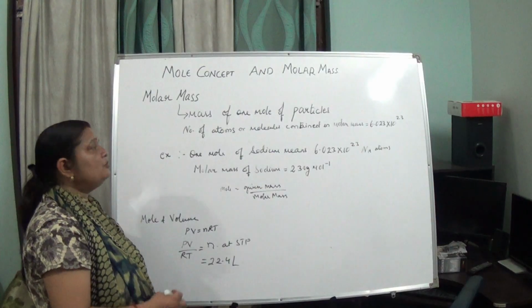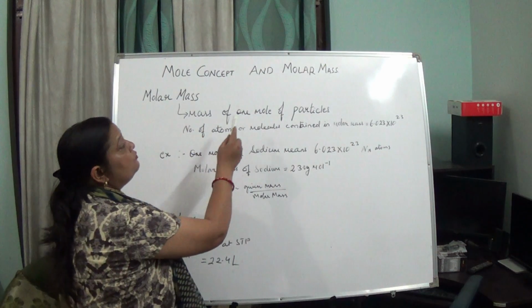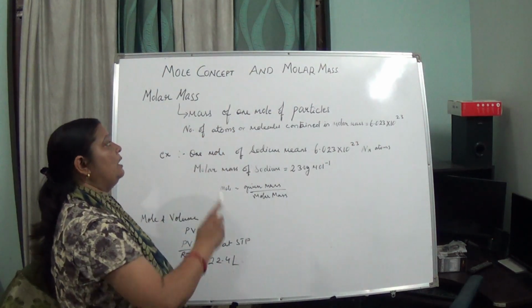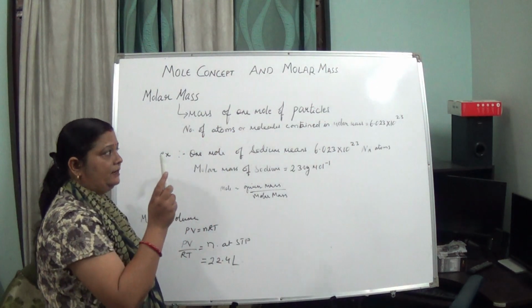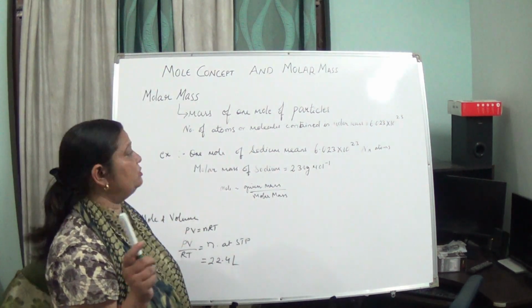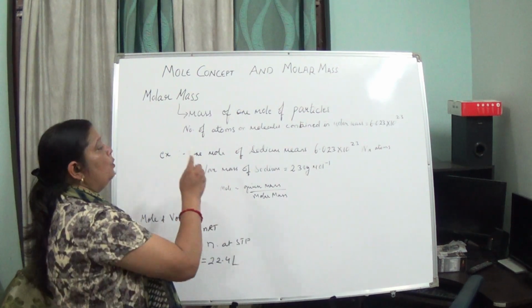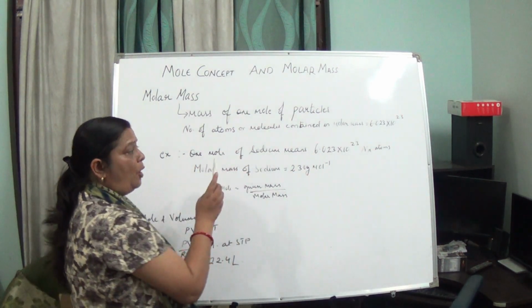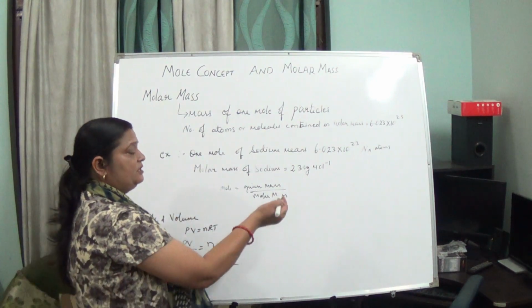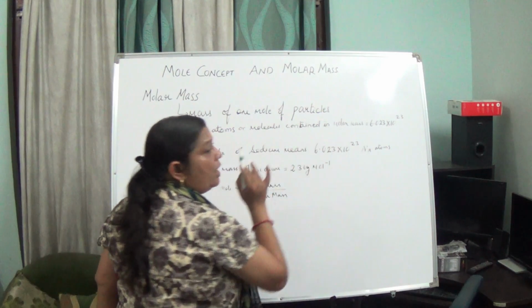Now coming to molar mass of a substance. What is the molar mass of a substance? Mass of 1 mole of particles. So the number of atoms or molecules contained in a molar mass is how much? 6.023 into 10 to the power 23. For example, if we are taking 1 mole of sodium, how many atoms will it consist of? It will consist of 6.023 into 10 to the power 23.